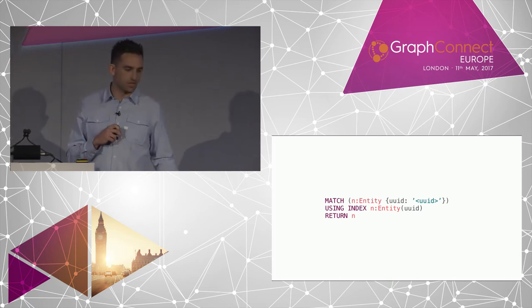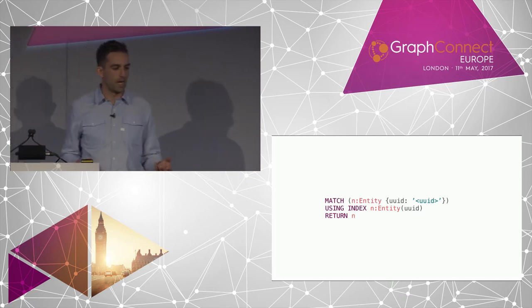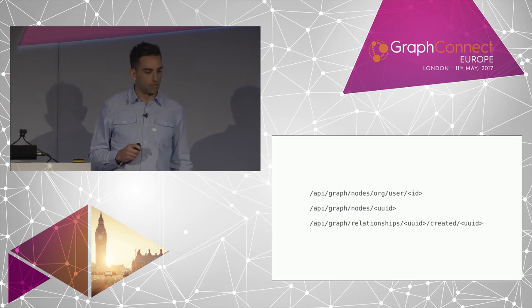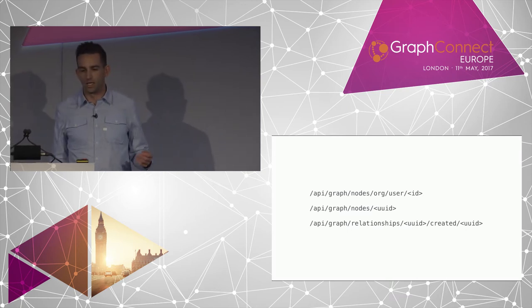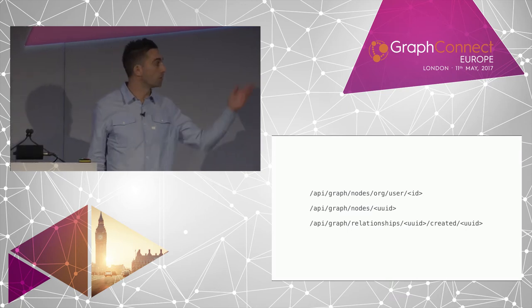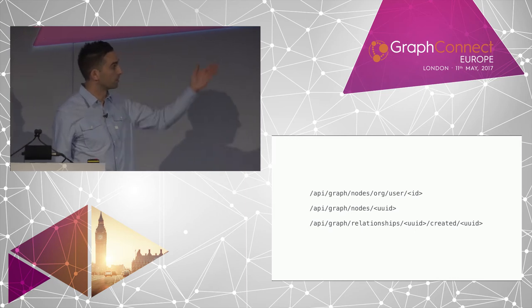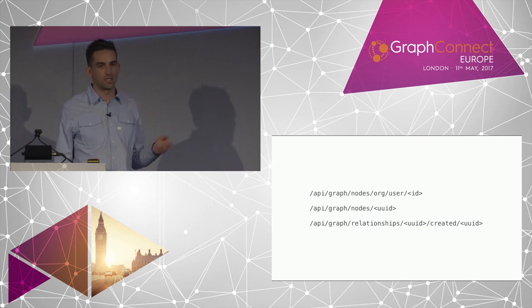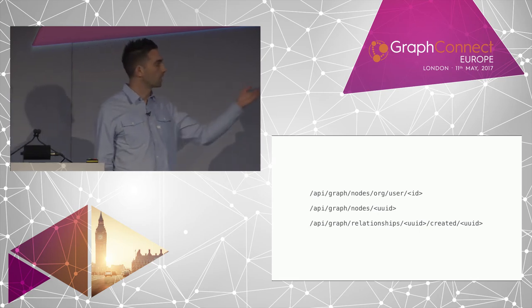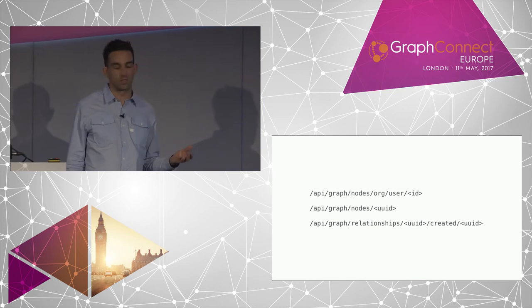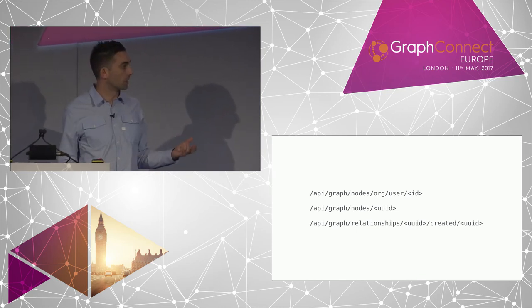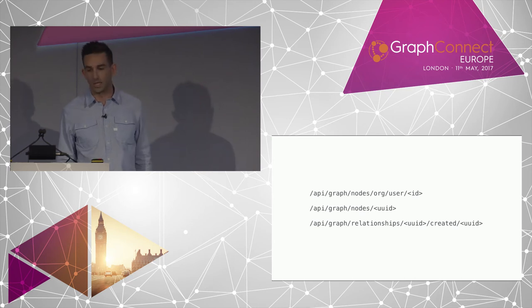So here's the same example as before. Now we've simplified this. We can just purely match an entity using this UUID property, and it's global. So we have a RESTful API, and the endpoints are of this form. The first one, you can match a node based on its labels and IDs. And this is useful if you have a slug type of URL. The second one, you can match a node based purely on the UUID. And the third one is how you'd get a created relationship based on leveraging these two UUIDs.